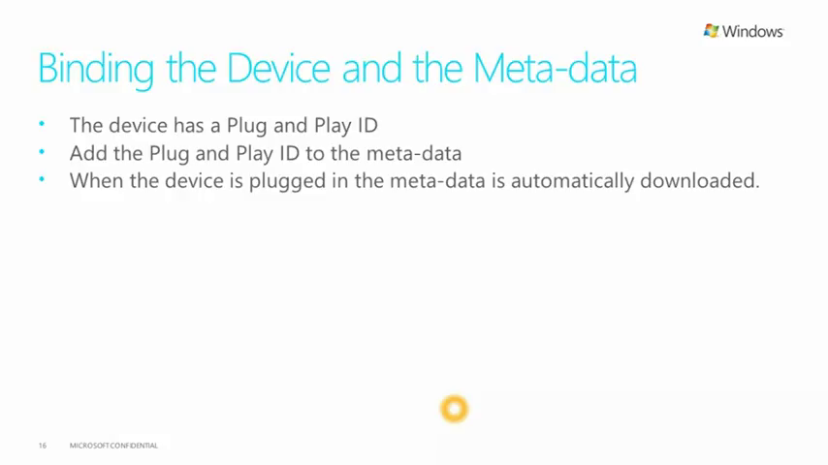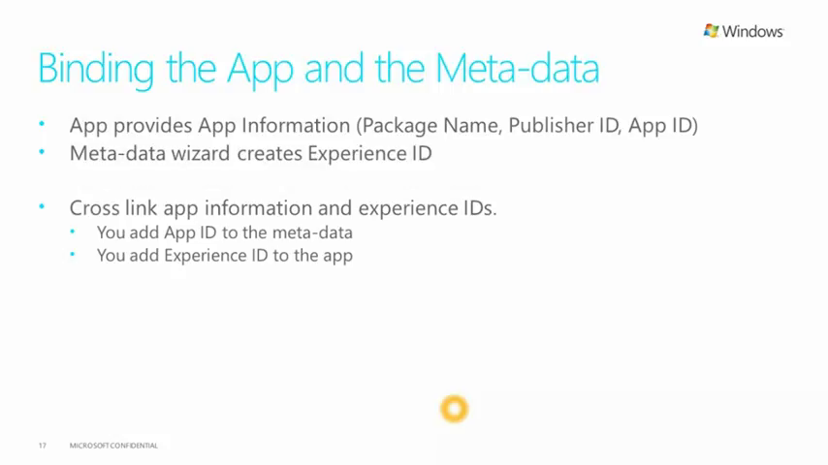Now, to state this again, the binding of the device and the metadata is done with the actual plug-and-play ID. This is the ID that you put inside of your device. You put this ID inside of your metadata, and so when the device is plugged in, the metadata is automatically downloaded. That's how the metadata and the device are bound together.